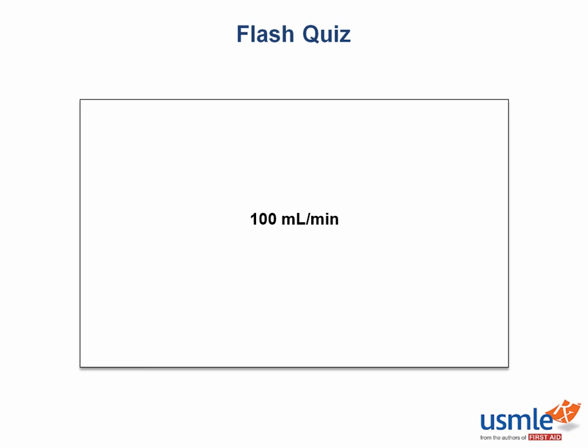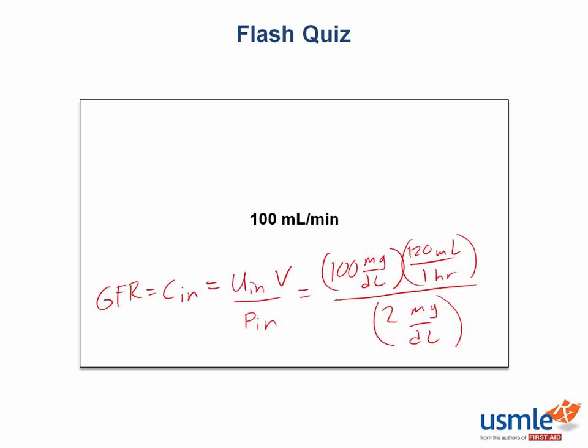Answer: 100 milliliters per minute. Let's quickly work through this so we can see how we arrive at this answer. Remember, the GFR is equal to the inulin clearance, which equals the urine concentration of inulin times the urine flow rate all over the plasma concentration of inulin. And plugging in our numbers, we get the following. Canceling a few numbers, and this comes out to be 6,000 milliliters per hour.